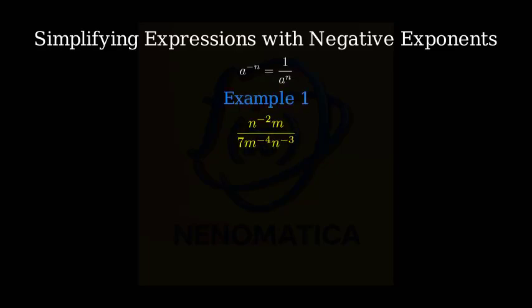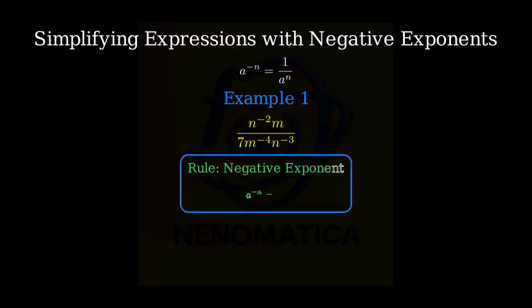We need to simplify the expression n to the power of negative 2 times m divided by 7 times m to the power of negative 4 times n to the power of negative 3. First, let's apply the negative exponent rule, which states that a to the power of negative n equals 1 divided by a to the power of n. This will help us convert negative exponents to positive ones.